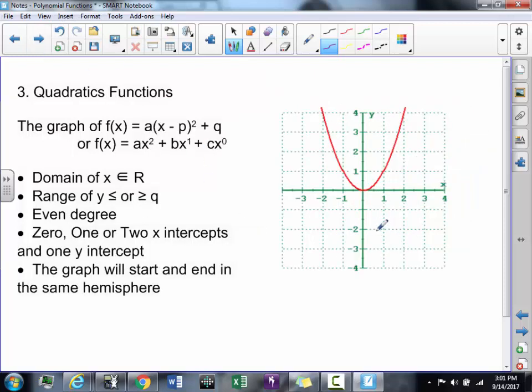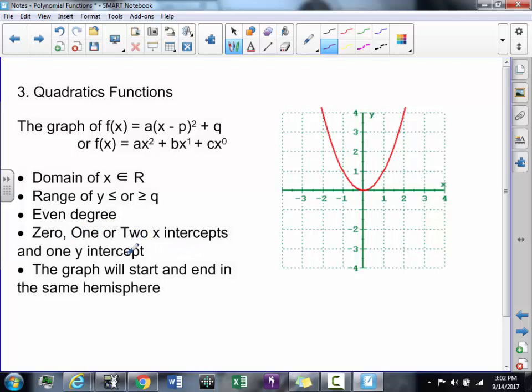So, quadratics. You can write quadratics a lot of different ways. This was in vertex form that you learned last year. Here I'm writing it in just your standard form. Again, every x is valid, but there is a minimum point for the range. So what I'm trying to say here is y is either greater than or less than some q value. I don't know what that number is, but there is a minimum point.